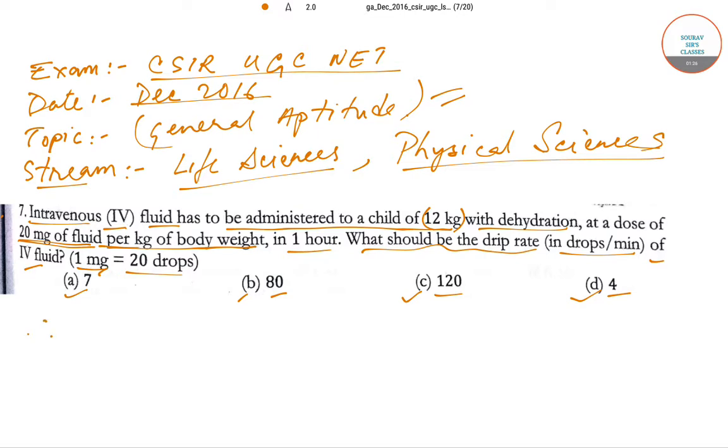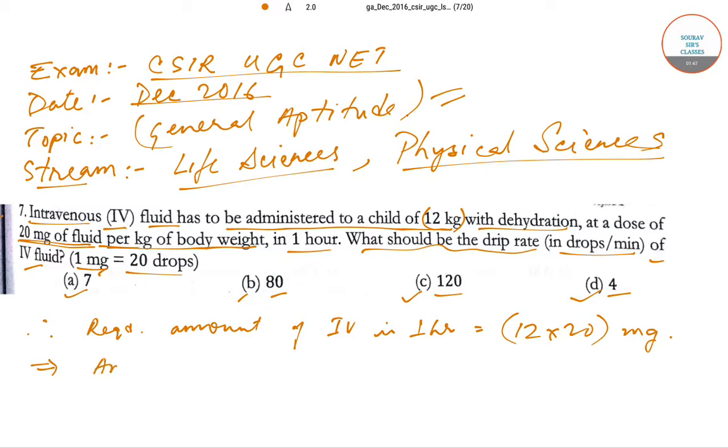So therefore required amount of IV in 1 hour is equal to 12 into 20 milligram. So that implies that amount of IV in 1 minute will be equal to 12 into 20 by 60 milligram. Since 1 hour is equal to 60 minutes, so we divide it by 60.